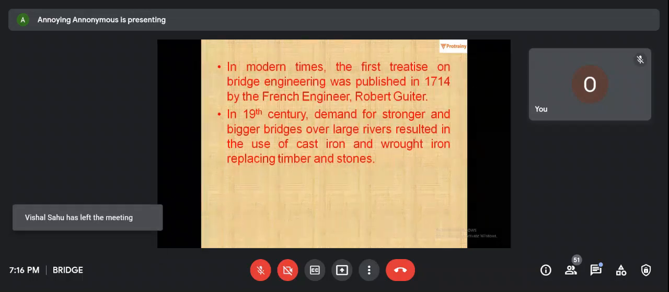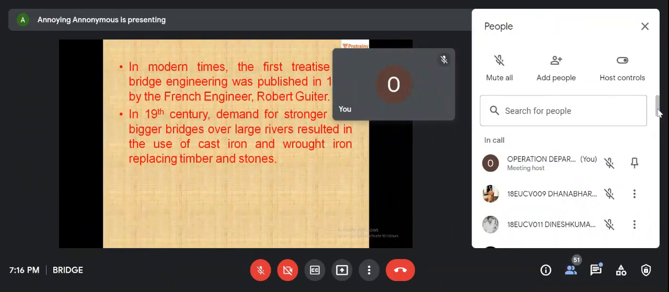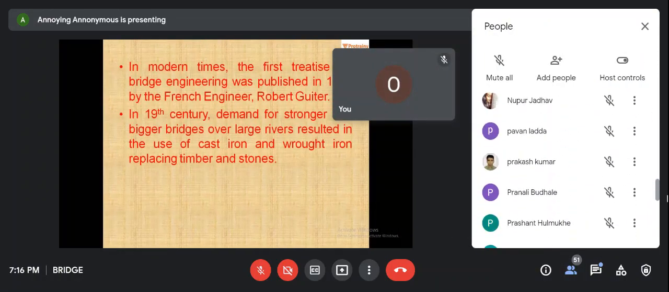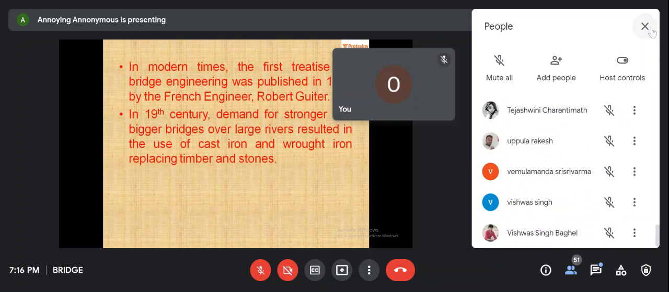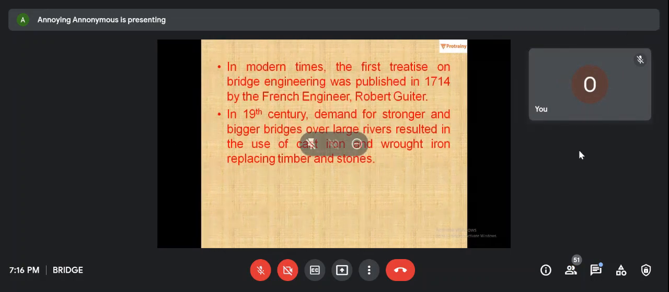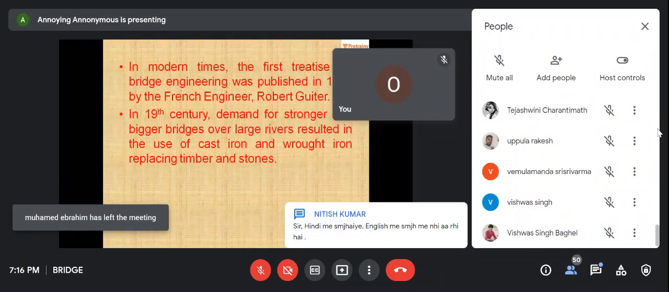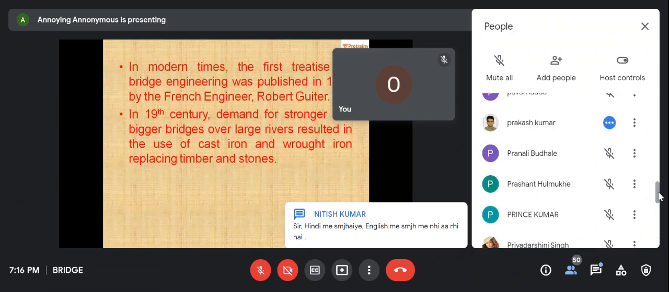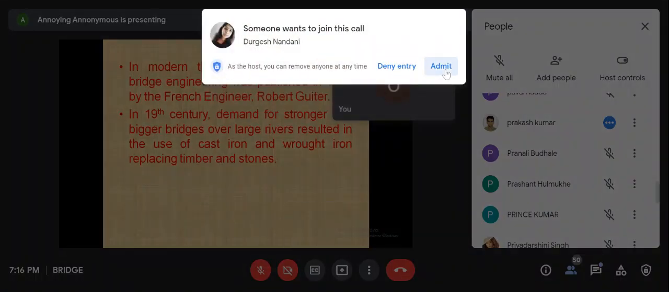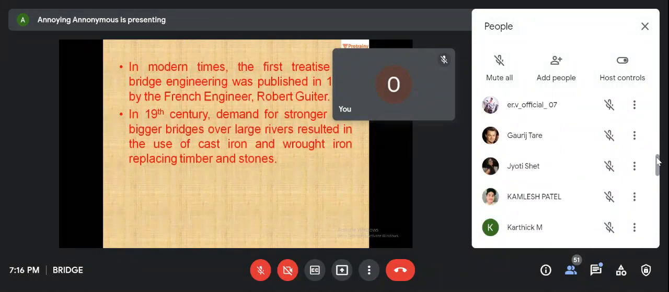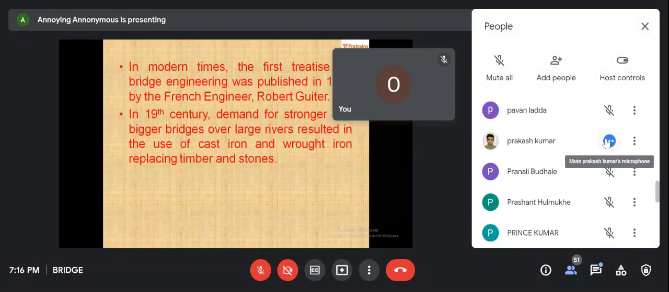Now let's move into modern times. In modern times, the first treatise on bridge engineering was published in 1714 by the French engineer Robert Guite. So this is the first written literature on bridges from modern times.